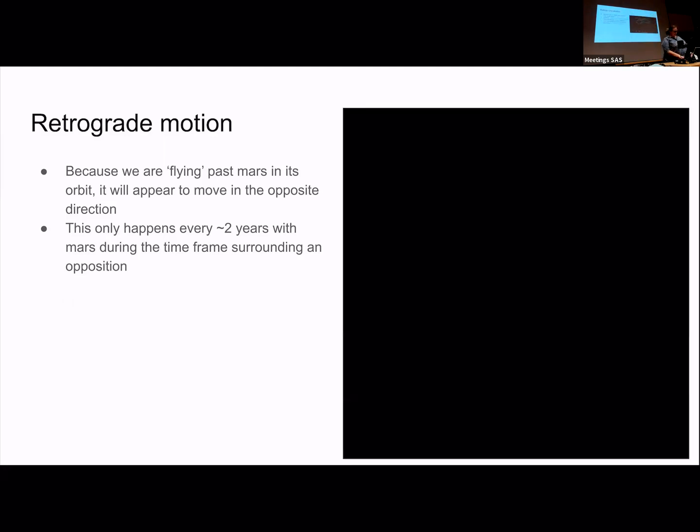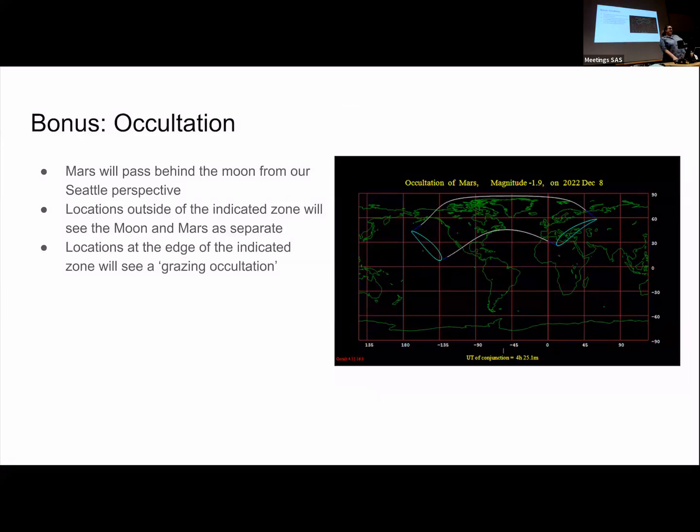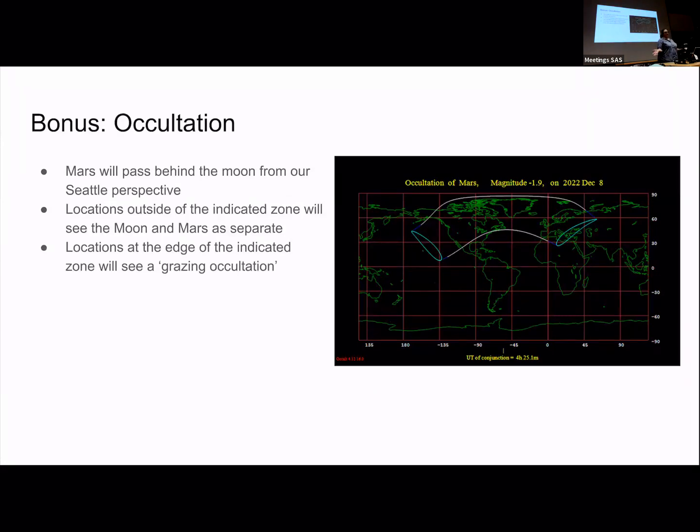Okay, that already played. And this is my favorite part of all of it: we are also going to get an occultation on the same day as the opposition. So we have an opposition occultation. Exactly, say that 3 times fast.